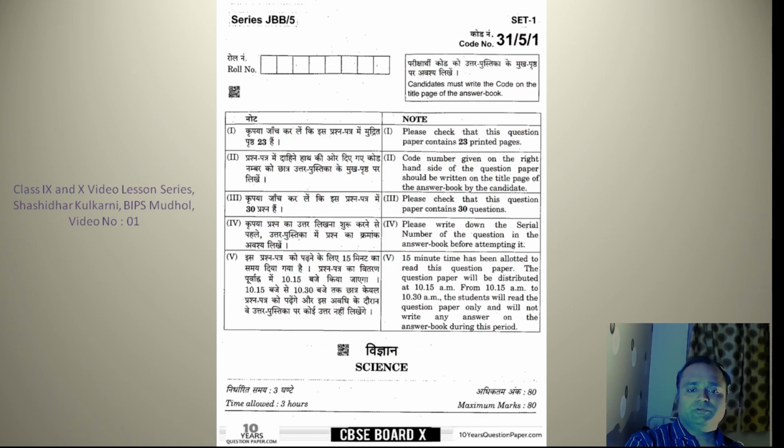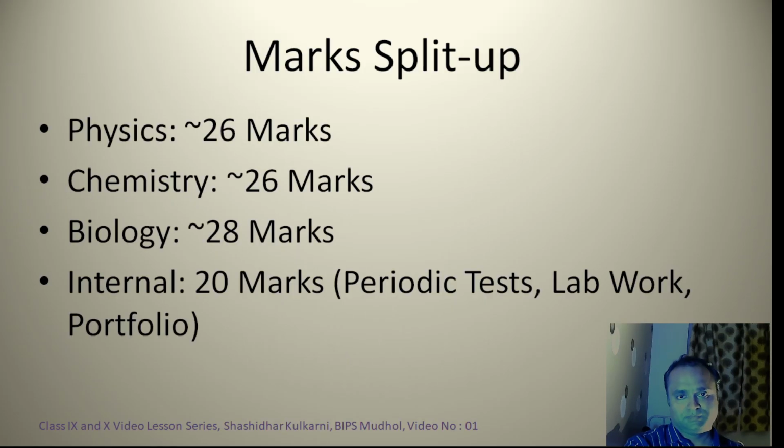So this is how your question paper cover page appears for class 10th. Time allowed is 3 hours, maximum marks 80 marks, subject code is 31. So the marks split up: for physics the weightage is 26, chemistry 26, biology 28, and internal is of 20 marks.